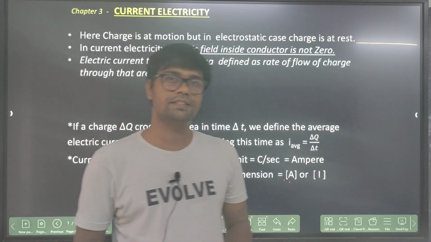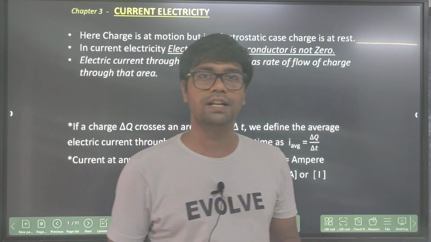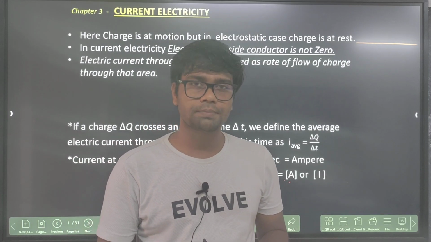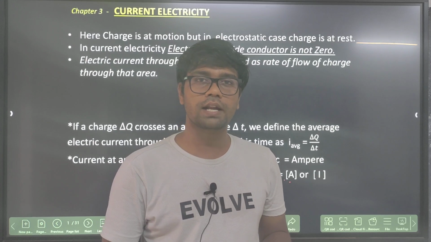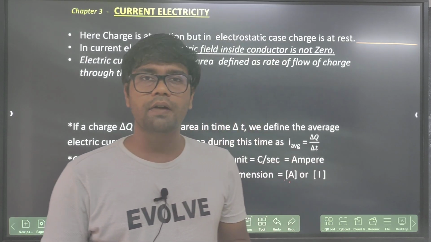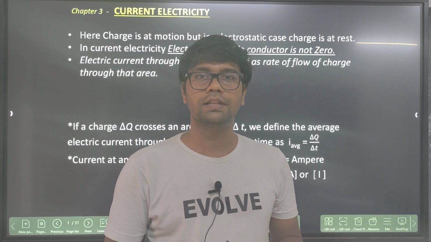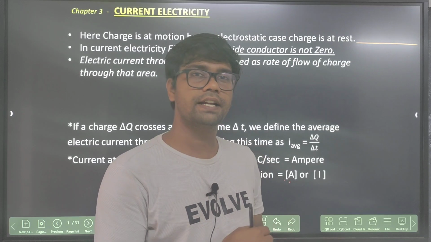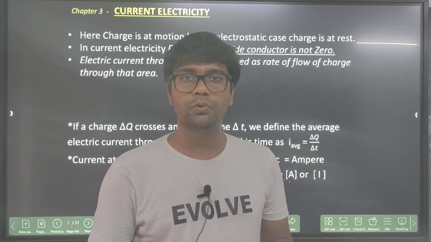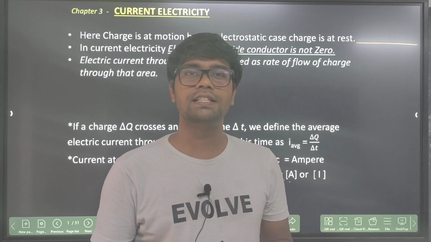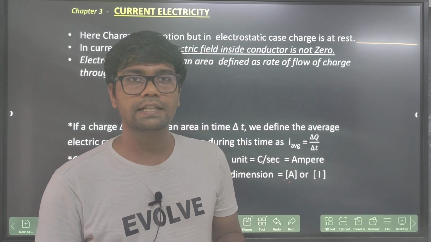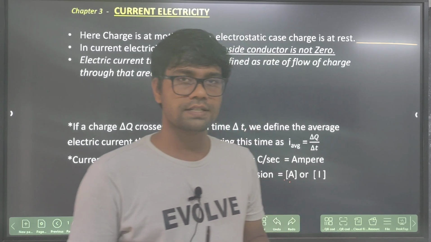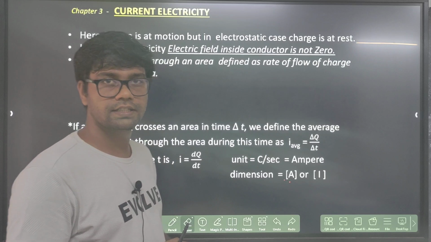Hello students, today we are going to start a new chapter, that is current electricity. Previously in chapter number 1 and chapter number 2, that is electrostatics 1 and electrostatics 2, whatever we have studied, there the charge is at rest. But in current electricity, we are going to see that the charge is not at rest and the charge keeps moving in the circuit, right? So let's start this current electricity chapter.